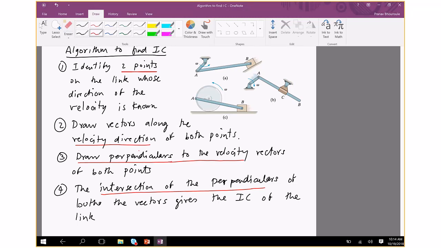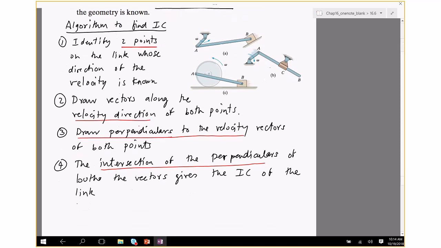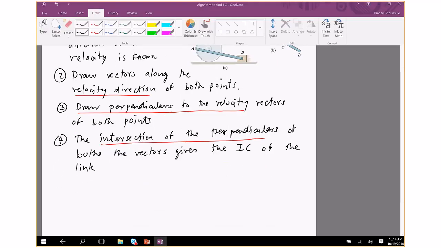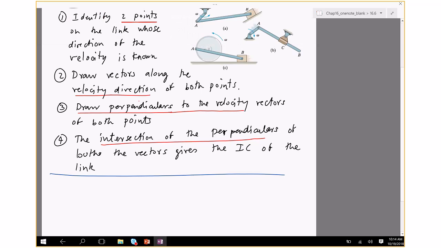Okay, so I'm going to take these steps and show how they translate to these three problems. Let's just redraw the figures. So I'm going to start with A.